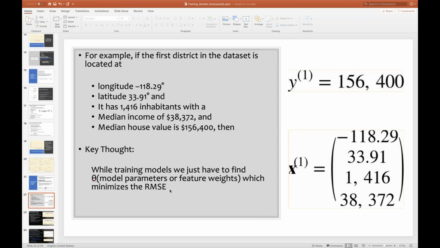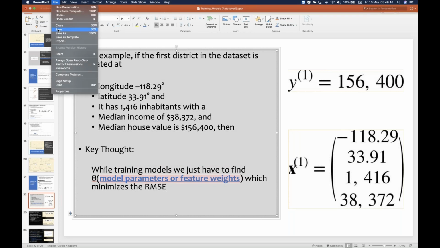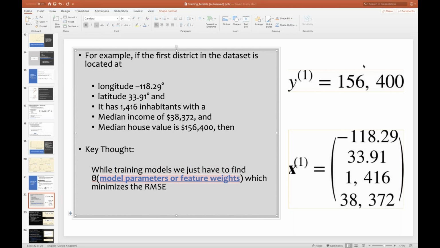Now, what is a key thought? One important thing you must be very much aware of is that when you are training the models, we just have to find the theta. Theta means model parameters, feature weights. Feature weights means the best parameters that give the best predictions. That's very important. If you have the best model, that best model will minimize the root mean square error. When you get the minimum root mean square error, that means you have less errors, and less errors will give you the best predictions. That is what it is.